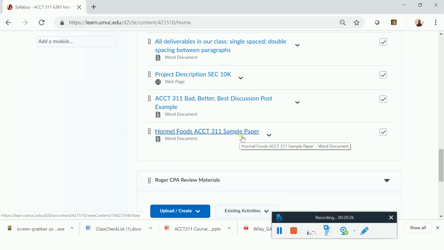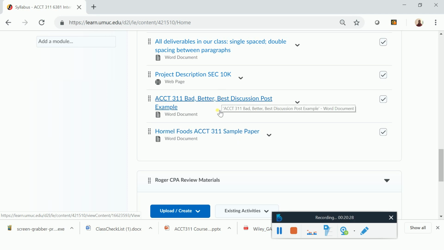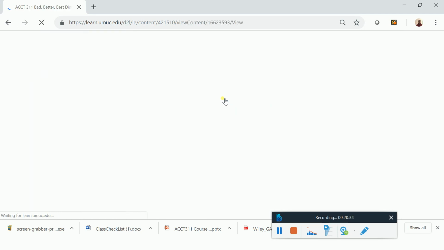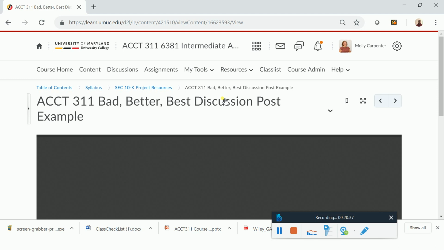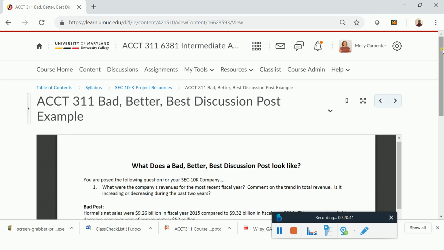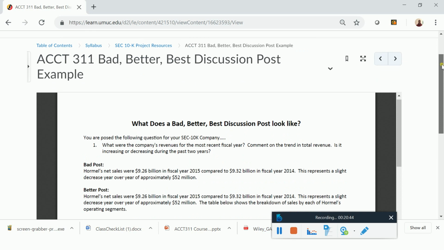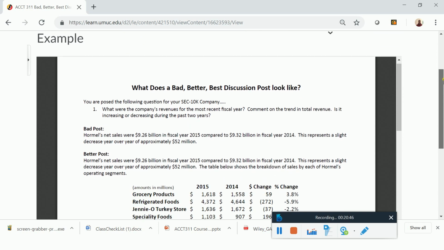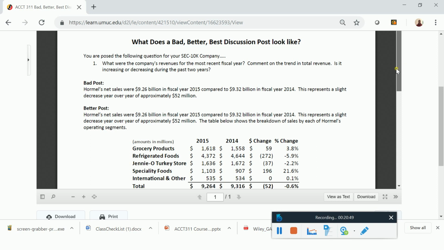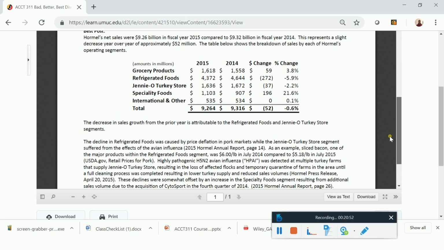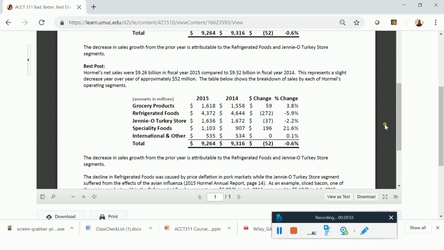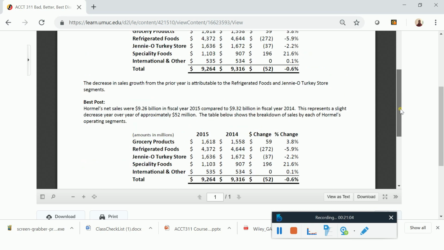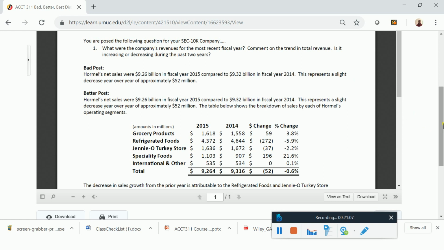And then there's also a file called the Bad, Better, Best Discussion Post Example. What this basically is is me responding to a discussion post question that's been posed, and I'm giving you 3 versions of an answer. One that I consider to be a bad post, one that's a better post, and then what the best post would be. And you'll notice that as you get into the better and the best post, the analysis is much stronger, and there's a lot more information provided in those posts. So make sure you check that out.